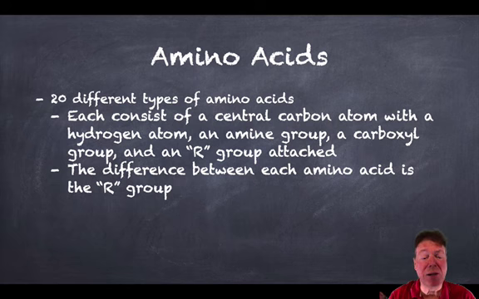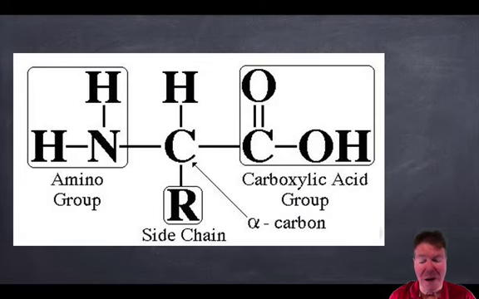So each amino acid consists of a central carbon atom, and I'm going to show you this, with a hydrogen atom attached to it, an amine group, a carboxyl group, and an R group. There is no such element as R. R is a placeholder. It's what makes the 20 amino acids different. So an amino acid looks something like this.